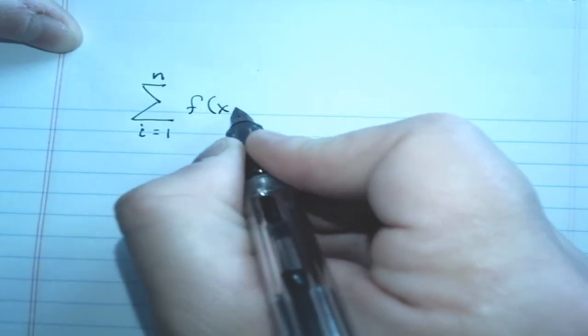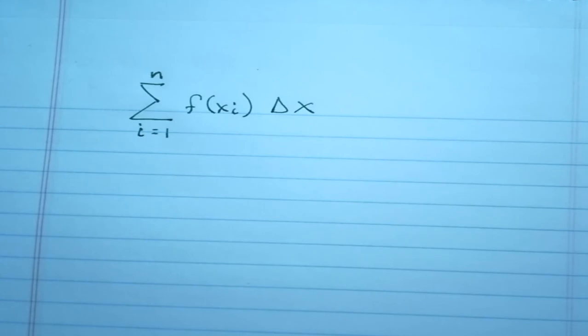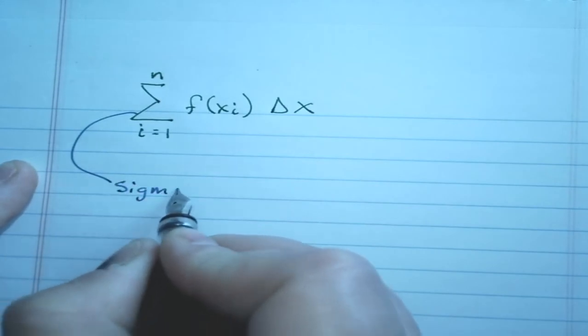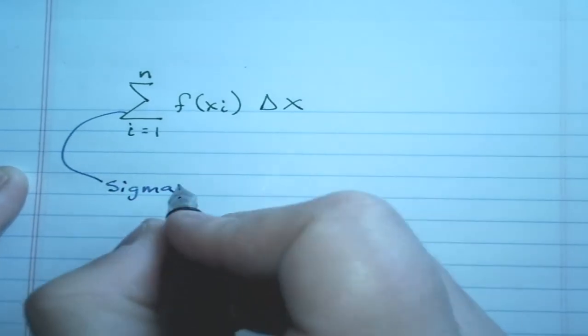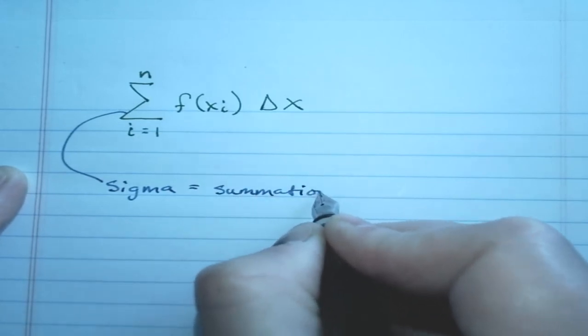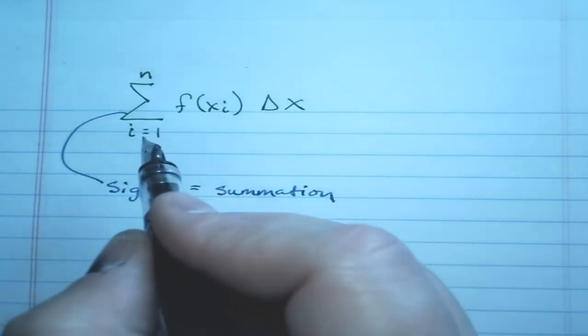I'll write a little bigger. So we get this big E-looking thing, right? Sum from i equals 1 to n of f of x sub i delta x. So let's unpack all of this. Okay, first, this is the Greek capital letter sigma, and it stands for summation. Okay, so it means we're going to add a bunch of stuff. That's all it means.